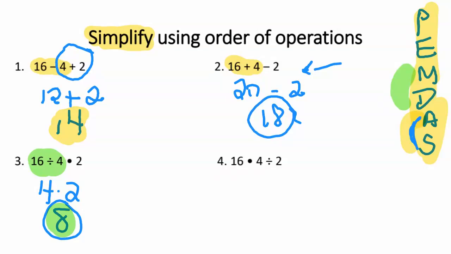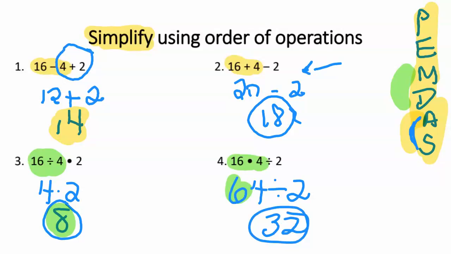And then again, right here, 16 times 4 is 64 divided by 2. My answer is 32. Order has a place. Now, we're going to try these, but be careful.